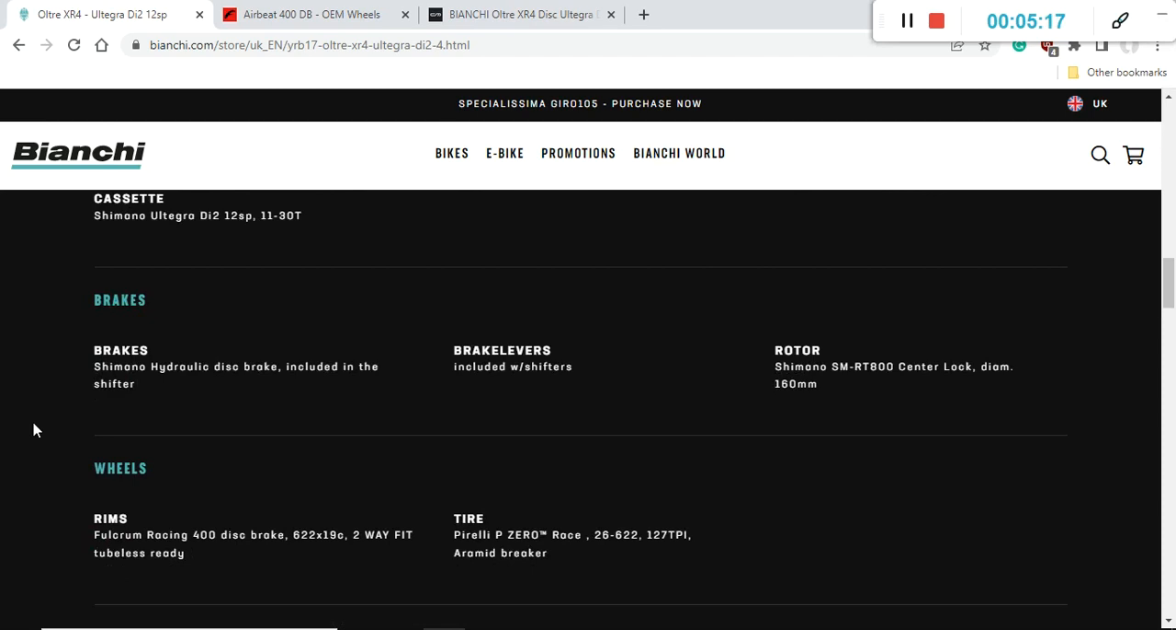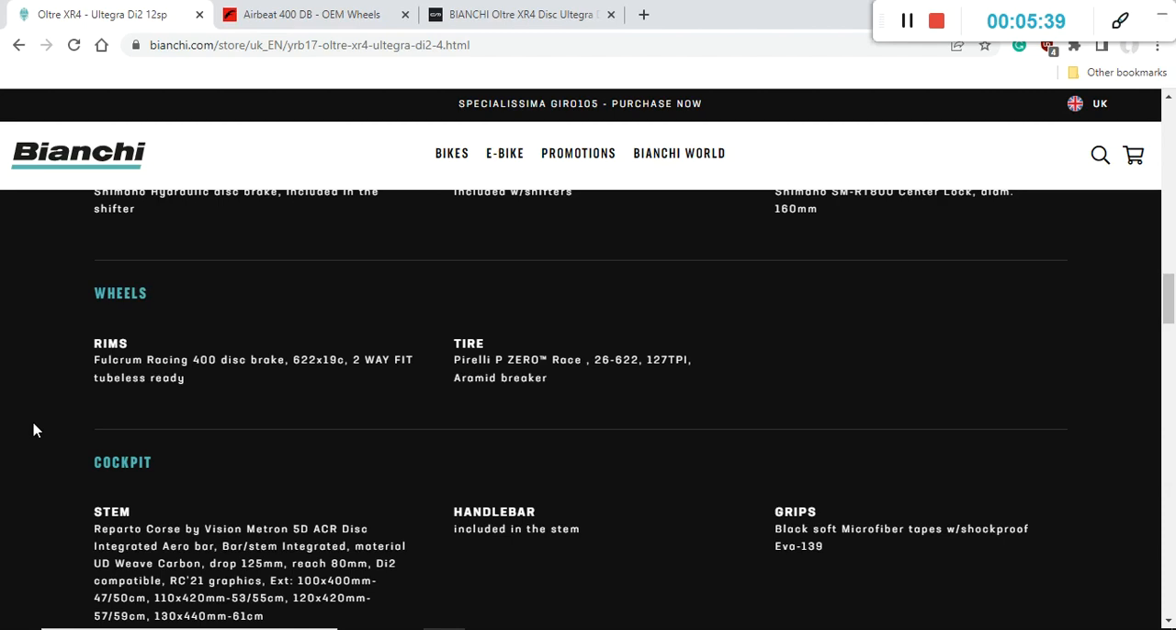When you look at the braking system on this bike, again, you are getting superb Shimano hydraulic disc brakes. These are with the Shimano RT800 braking rotors, superb braking rotors with Ice Technologies, superb heat dissipation, and these rotors are 160mm both front and back, which is absolutely excellent.